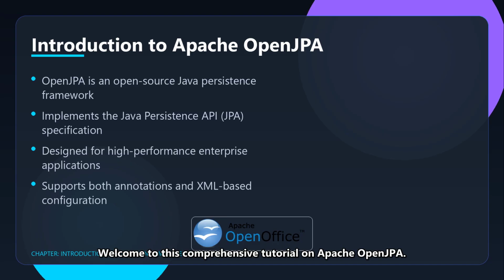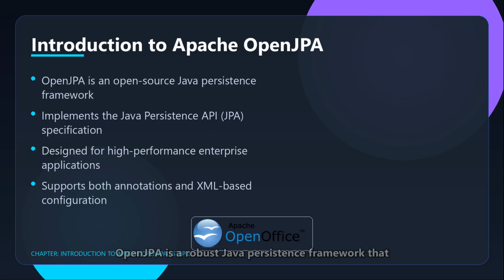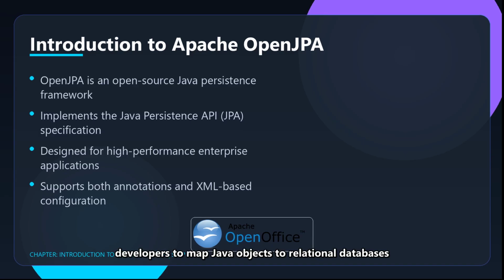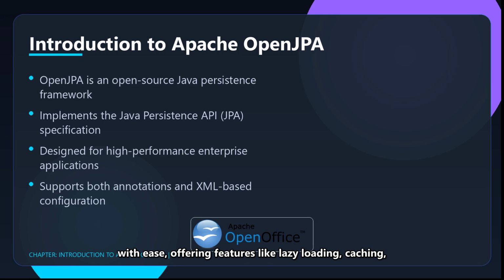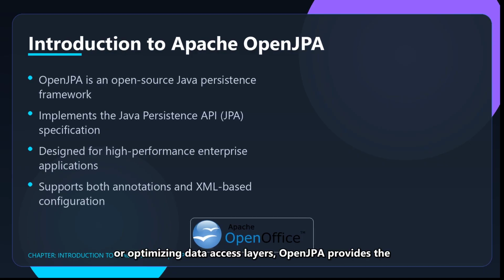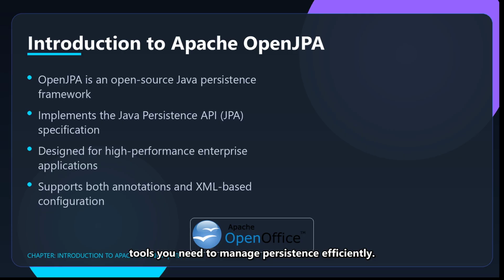Welcome to this comprehensive tutorial on Apache OpenJPA. OpenJPA is a robust Java persistence framework that implements the Java Persistence API specification. It allows developers to map Java objects to relational databases with ease, offering features like lazy loading, caching, and transaction management. Whether you're building enterprise applications or optimizing data access layers, OpenJPA provides the tools you need to manage persistence efficiently.